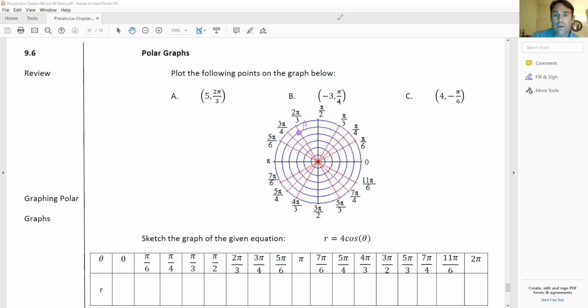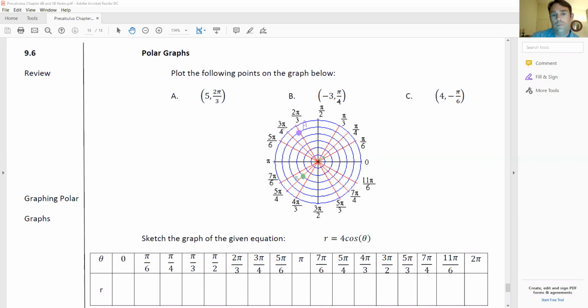All right, now let's try B here. We have pi over 4. That's this direction right here. But it says that I'm going in a negative direction. So I'm going back 3. I'm going back 1, back 2, back 3. Oh, I almost hit the line there, didn't I? There we go. All right, and that will be B.